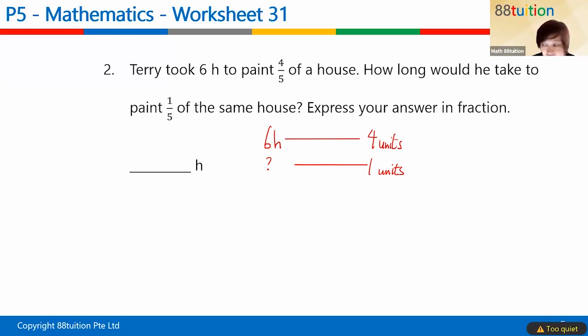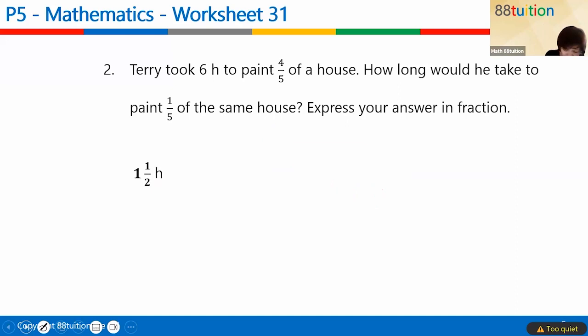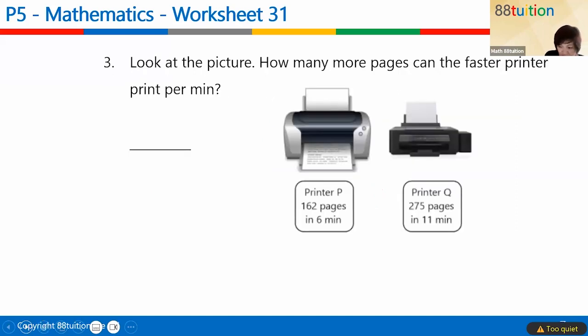Okay. All right. So this one will be 6 divided by 4, which is 3/2, which is 1.5 hours, or 1.5. Both are acceptable. Okay. Next question.